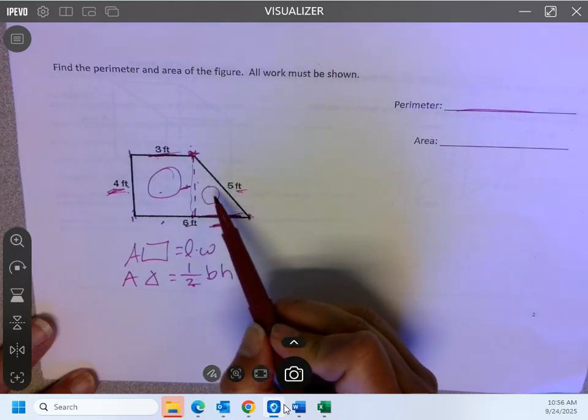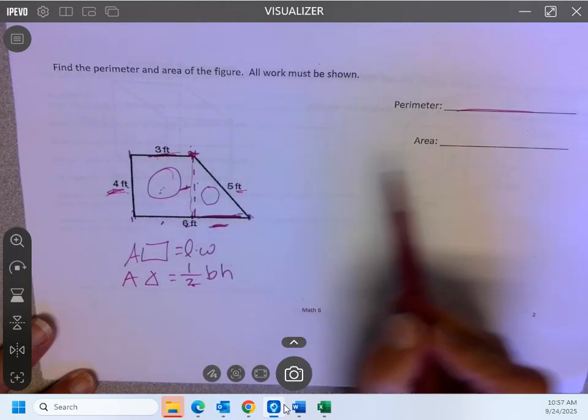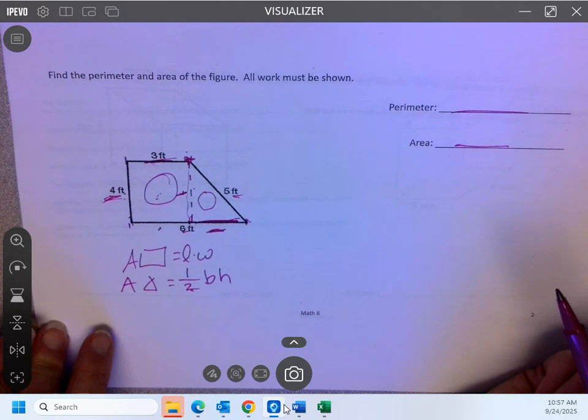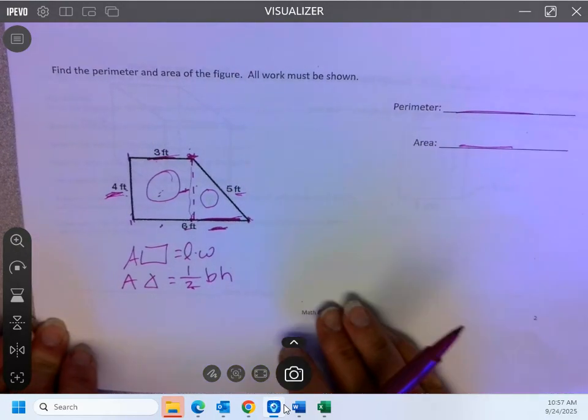You take that area and you add it with this area to find the figure's total area. Now I'm not telling you all the numbers because I want you to work on figuring it out. You've got to put some effort into this, okay? If you still have questions, you'll come see me at a different time.